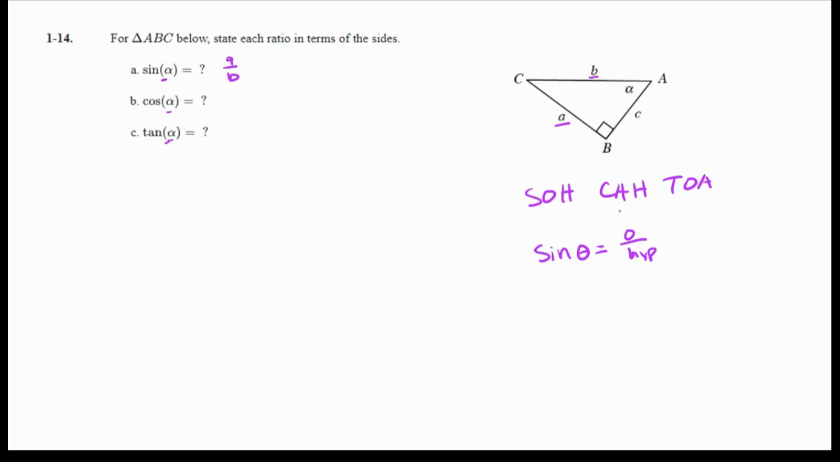Cosine is going to be the adjacent over the hypotenuse. So that's going to be C over B. And the tangent is opposite over adjacent. So that's going to be A over C. And that is what it means by the ratio in terms of the sides. So sine is A over B, cosine of alpha is C over B, and tangent of alpha is A over C.